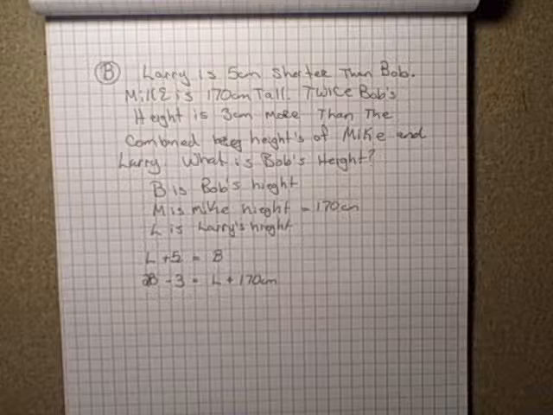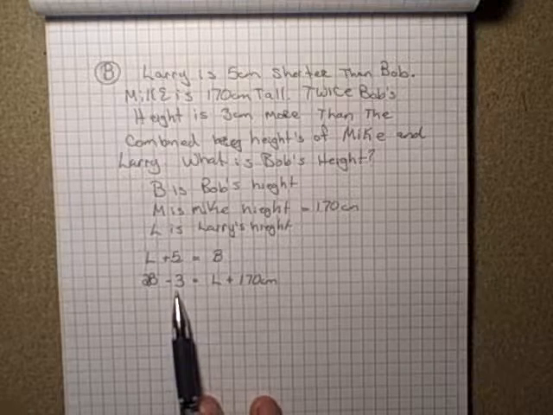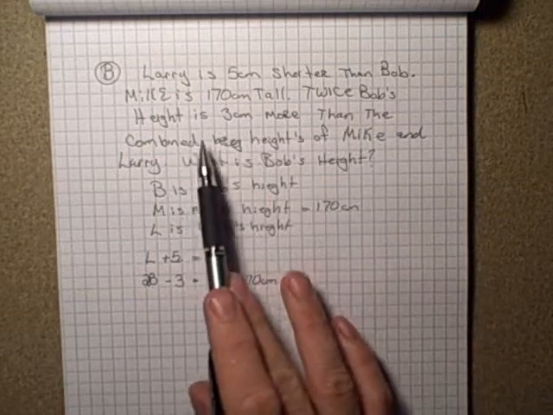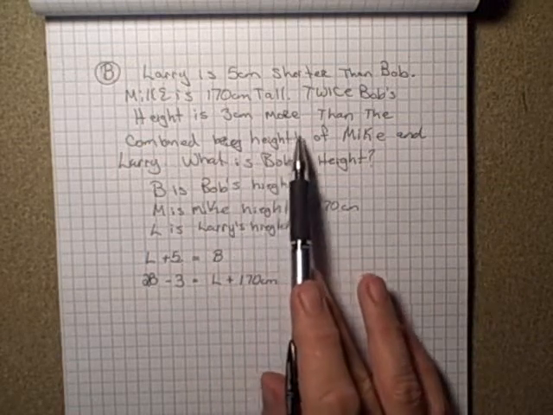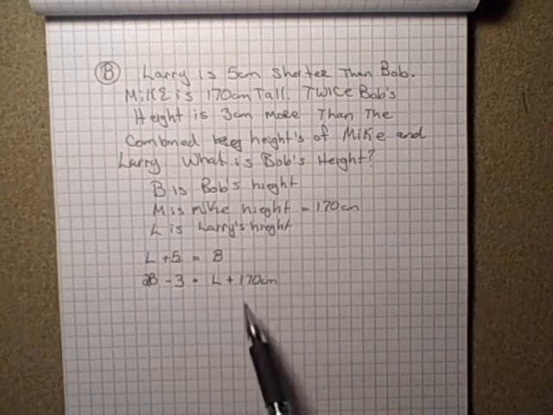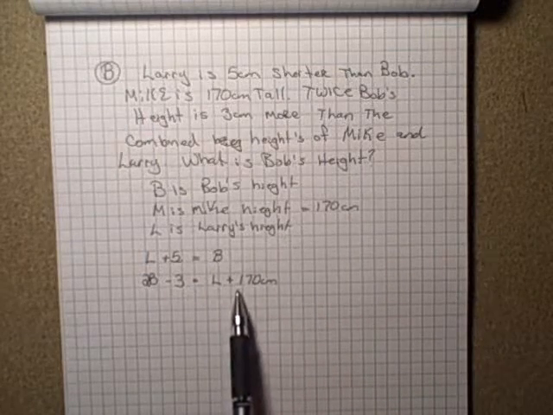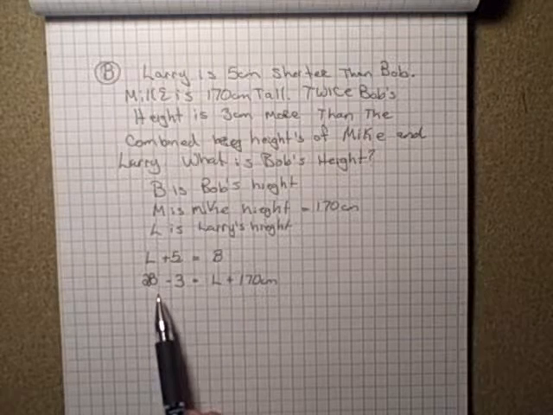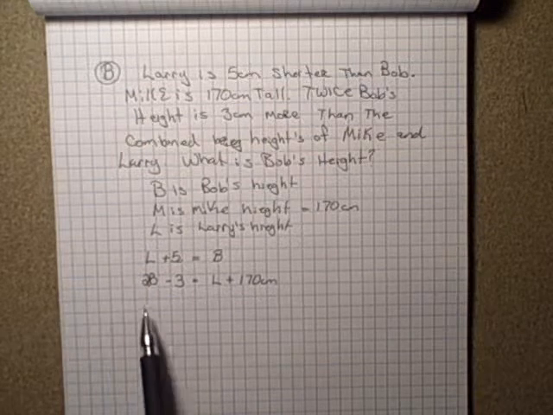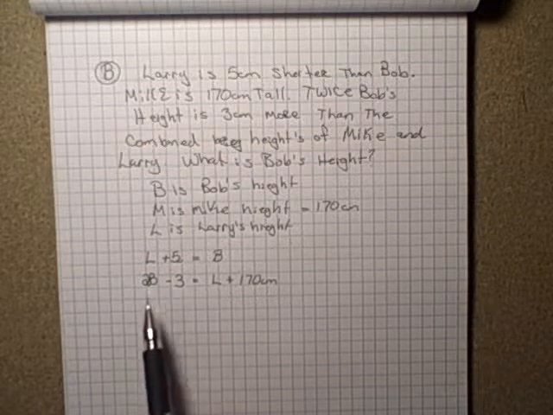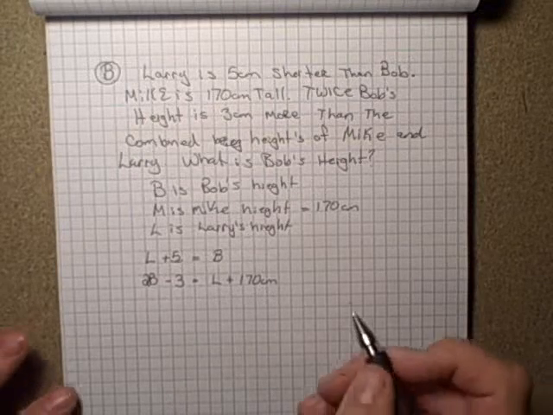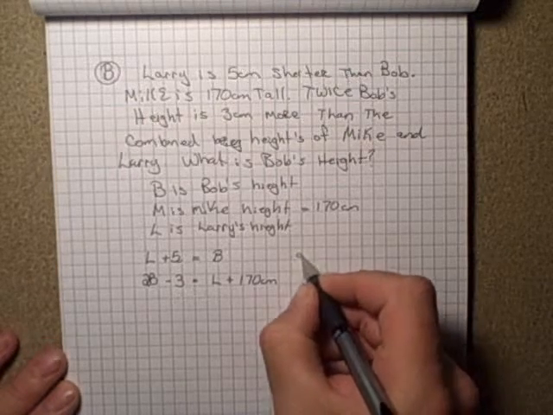Now you might be asking yourself, well, why are we putting a subtraction sign here? Well, when it says more, if you read carefully, it says twice Bob's height is 3 centimeters more than the combined heights of Mike and Larry. So twice Bob's height is going to be 3 more than the combined heights of Mike and Larry. So to make it equal, we have to remove those 3 more to get that equal statement. So there's our two equations.